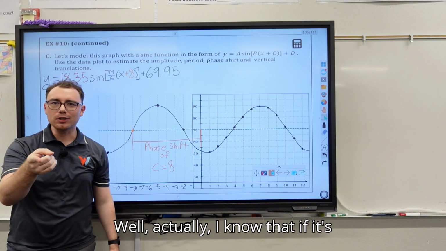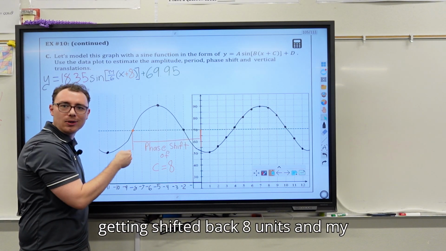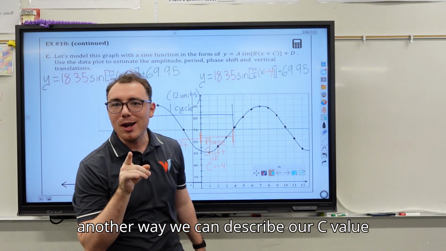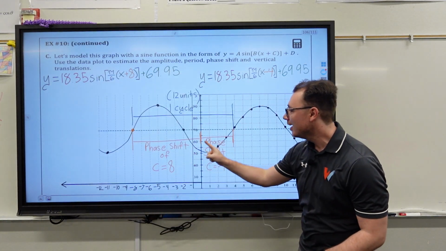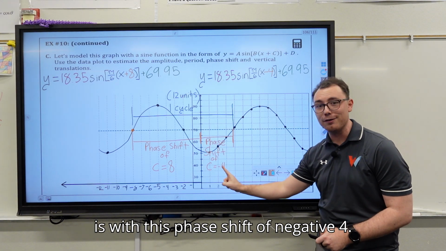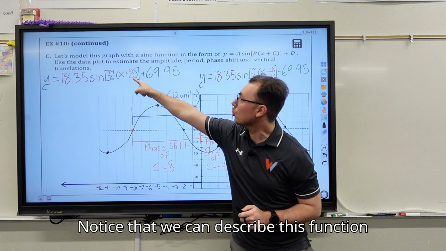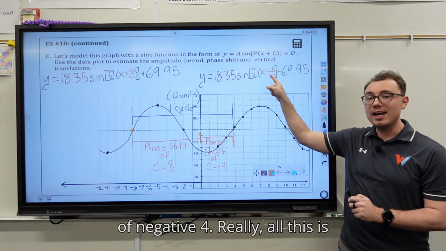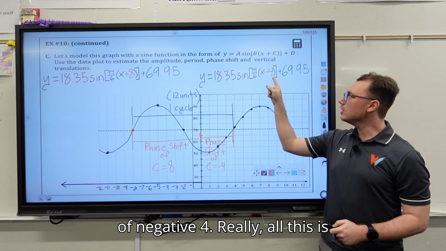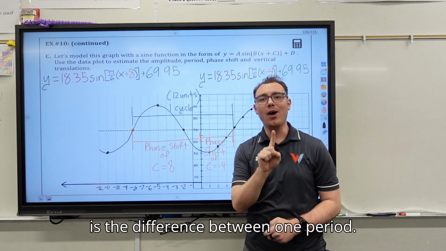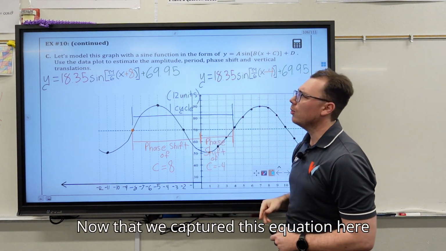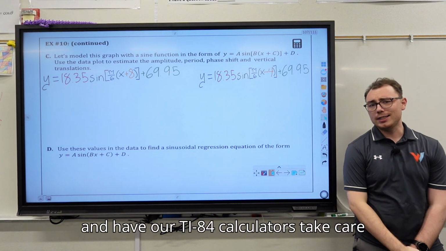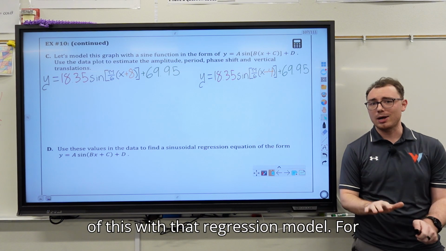Well, actually, I know that if it's getting shifted back 8 units and my period is 12 units here, another way we can describe our c value is with this phase shift of -4. Notice that we can describe this function as a phase shift of +8 or of -4. Really, all this is the difference between one period. Now that we've captured this equation here with that a, b, and c value, let's try and have our TI-84 calculators take care of this with that regression model.